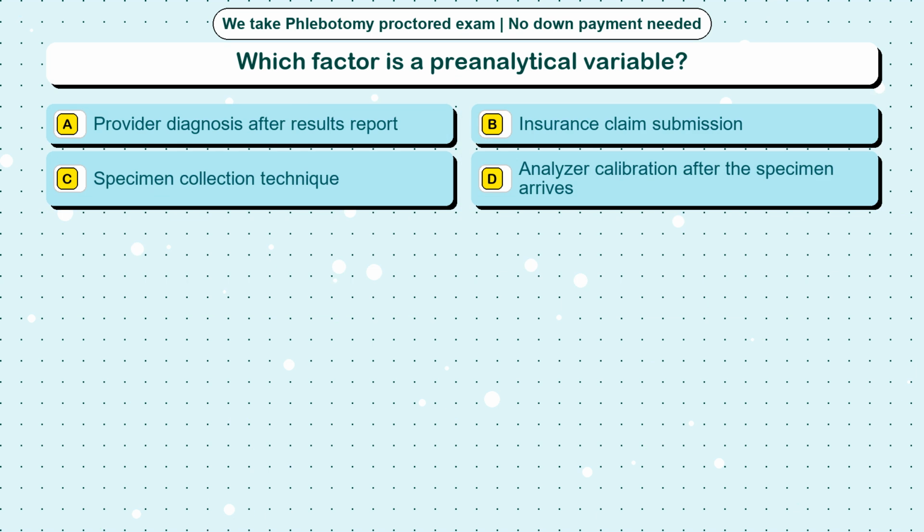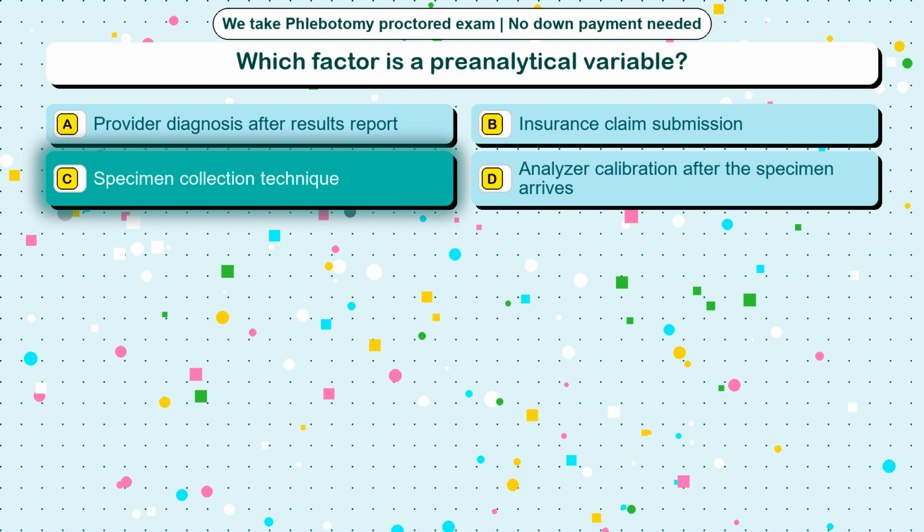Question 53. Which factor is a pre-analytical variable? Option A, provider diagnosis after results report. Option B, insurance claim submission. Option C, specimen collection technique. Option D, analyzer calibration after the specimen arrives.